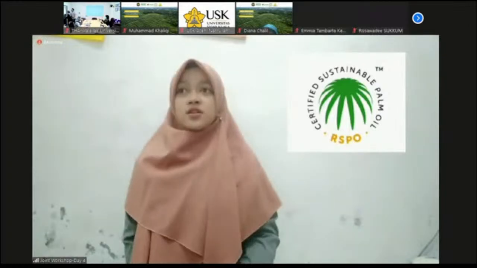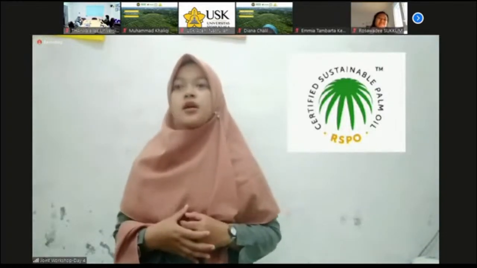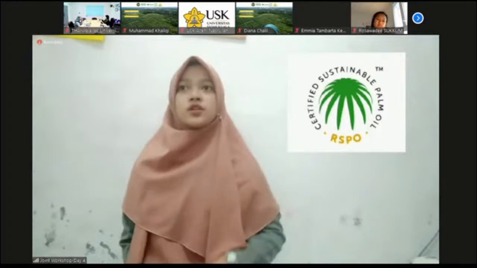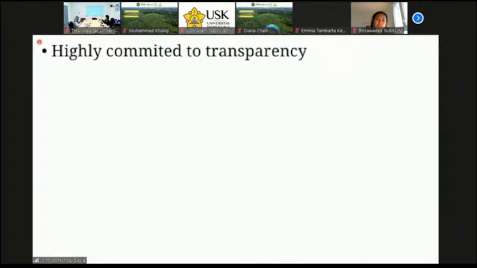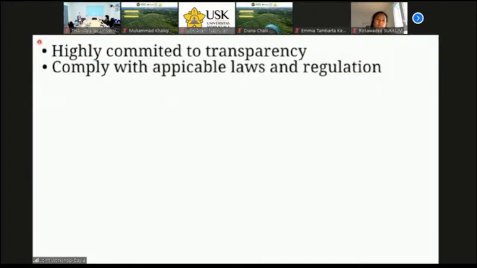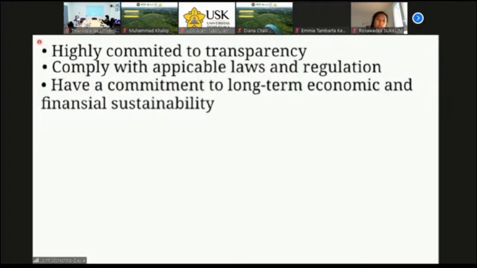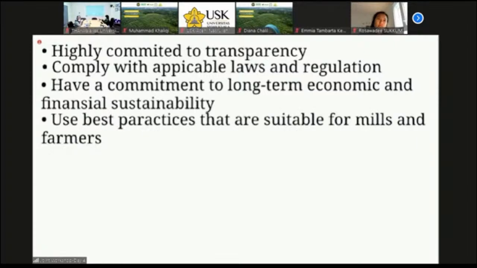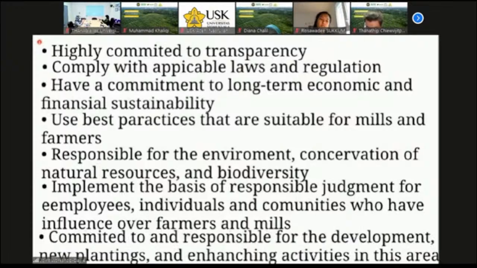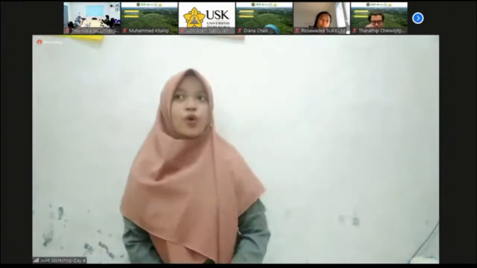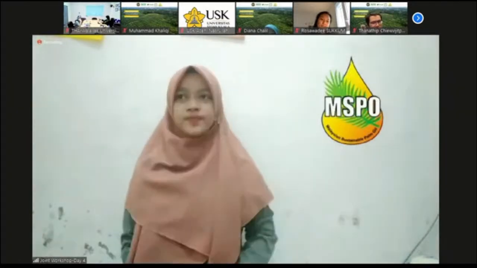Producers or products marked with the logo of an oil palm company that already has RSPO certification must comply with a set of principles, namely: be highly committed to transparency, comply with applicable laws and regulations, have a commitment to long-term economic and financial sustainability, use best practices that are suitable for mills and farmers, be responsible for the environment, implement the basics of responsible treatment for employers, individuals, and communities, and be committed to and responsible for the development of new plantings and attention activities in this area. Second, MSPO, Malaysian Sustainable Palm Oil.